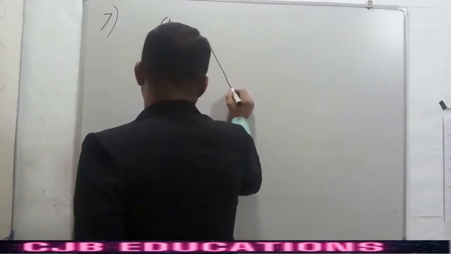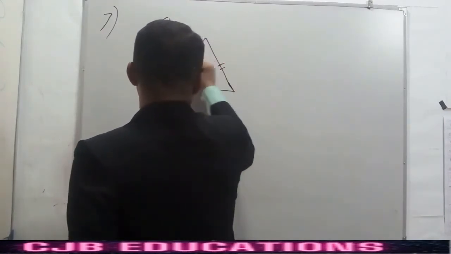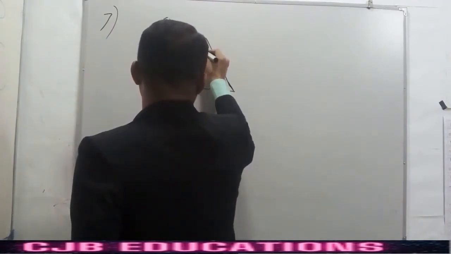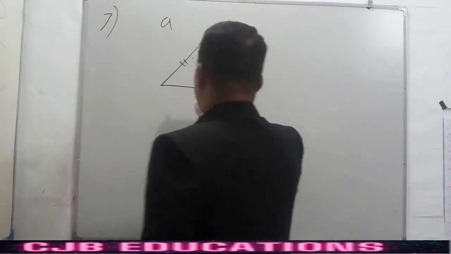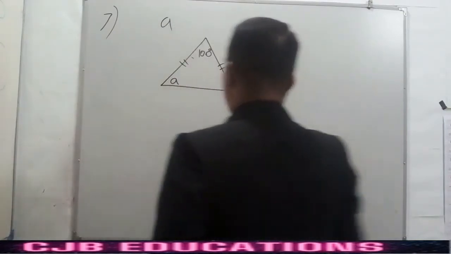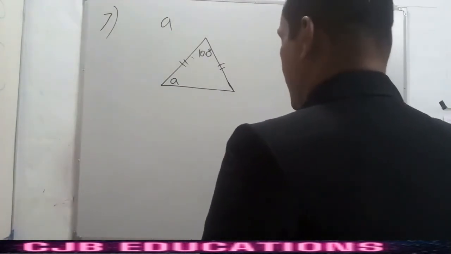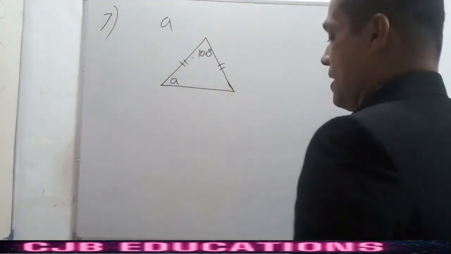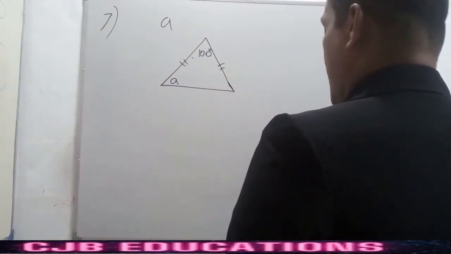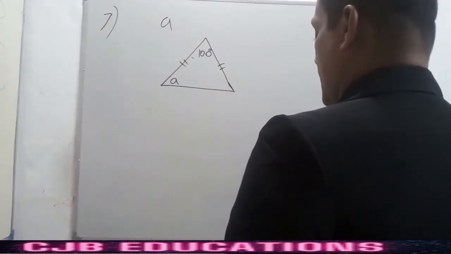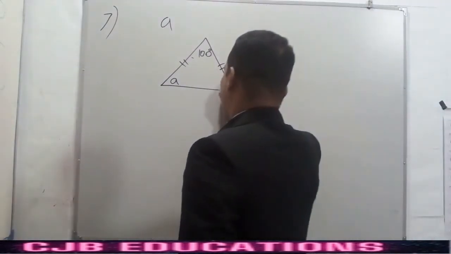Isosceles triangle. An isosceles triangle has two equal sides. It is given 100 degrees in this angle. Then this is the A. We want to find out this A. You know this isosceles triangle: if two sides are equal in a triangle, the angles opposite the equal sides are equal. So this is also A.